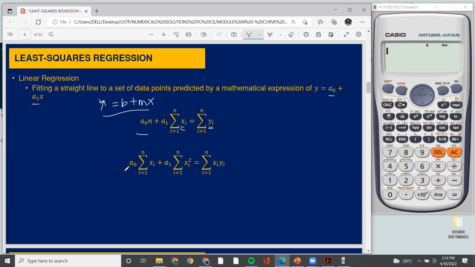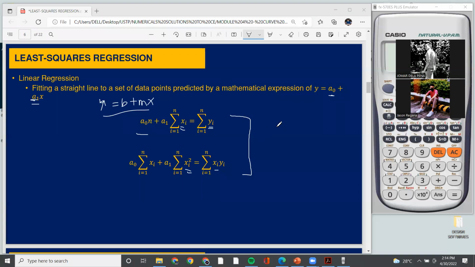Okay? Next is a sub 0 times the summation of x sub i, then a sub 1 times the summation of x squared, equal to the summation of x times y. This is the equation. Since our unknowns here are a sub 0 and a sub 1, with two unknowns, you need two equations to solve for them. So these are the equations available to solve for a sub 0 and a sub 1. Okay?